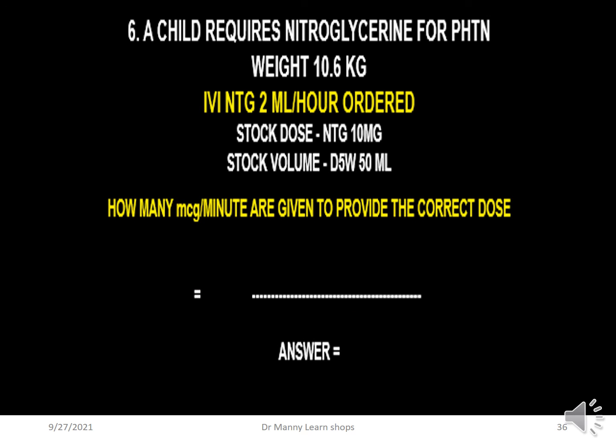What about a child that requires a nitroglycerin, a venodilator, for pulmonary hypertension? The child's weight is 10.6 kilograms. The IV nitroglycerin is 2 mils per hour ordered. Stock dose 10 milligrams. Stock volume 50 mils. How many micrograms per minute are given to provide the correct dose?